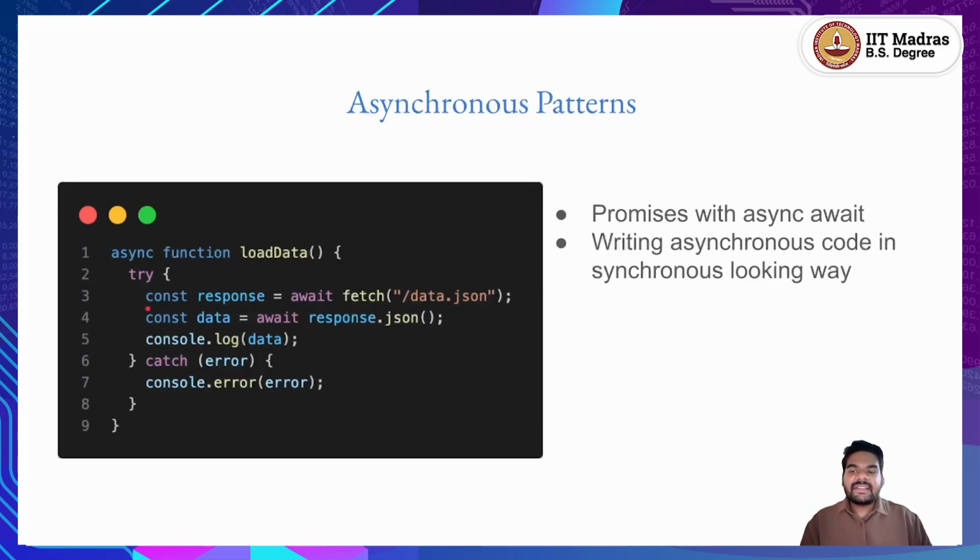In this case, response will wait for this fetch to complete, and then when the fetch completes, the data will await the response.json. When this finishes, then only other lines get executed. Then any errors go into the catch block.